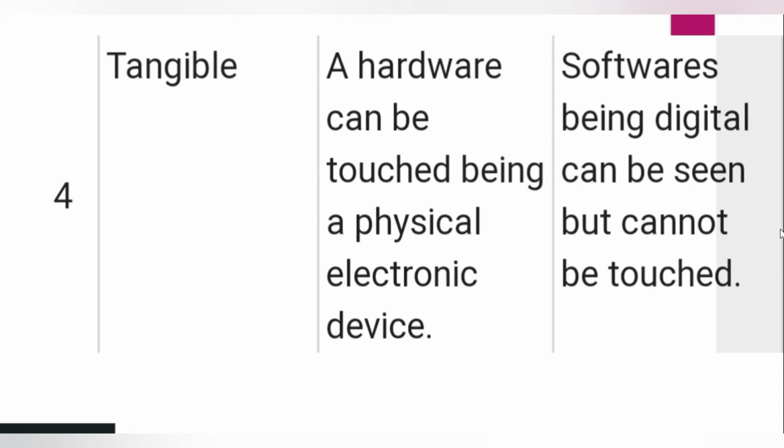So tangibility between both the components of the computer is different. Hardware can be touched. All the parts of the computer which we can touch are called hardware, the physical electronic devices such as monitor, keyboard, CPU, UPS. These are all hardware because we can touch and feel them. And software are those parts of the computer which we cannot touch. It is only installed inside the computer system.